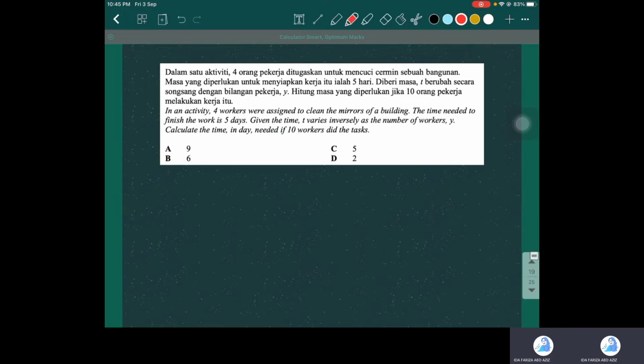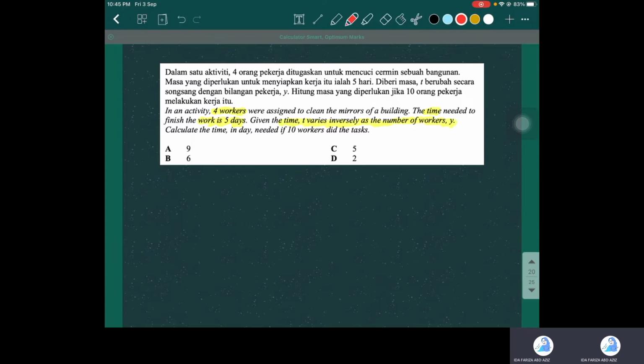Let's go to next question. Still in the topic variation. But this time dia bagi ayat panjang sikit. Dia tak tulis version, so kita kena baca betul-betul. In an activity, 4 workers were assigned to clean the mirrors of a building. The time needed to finish the work is 5 days. Given time varies inversely as number of workers.